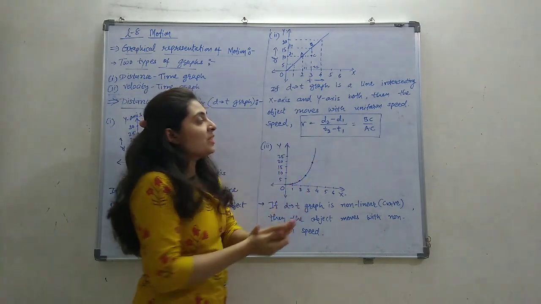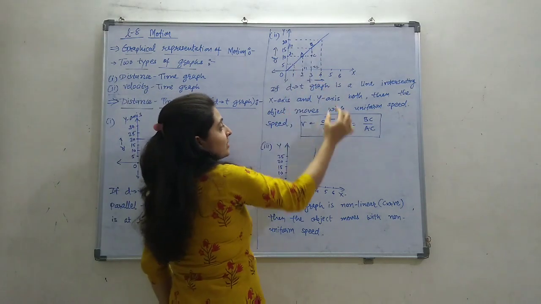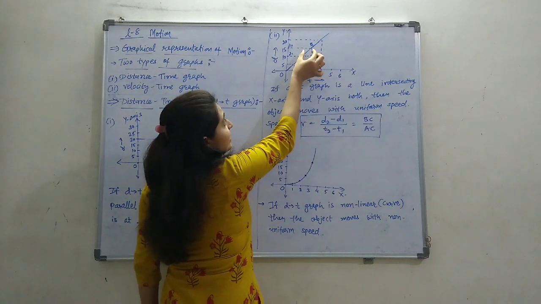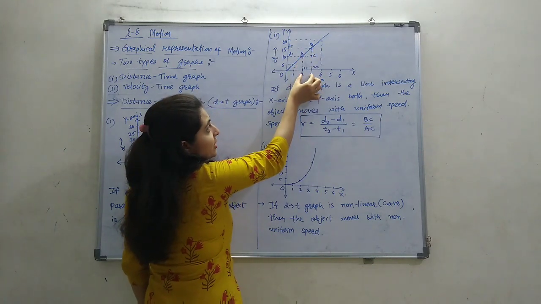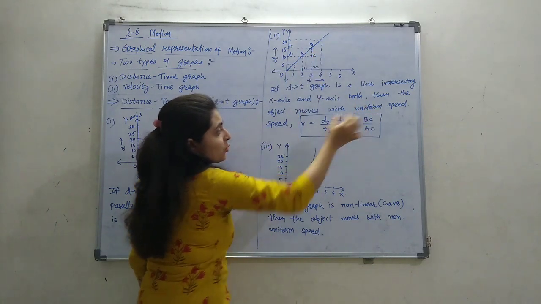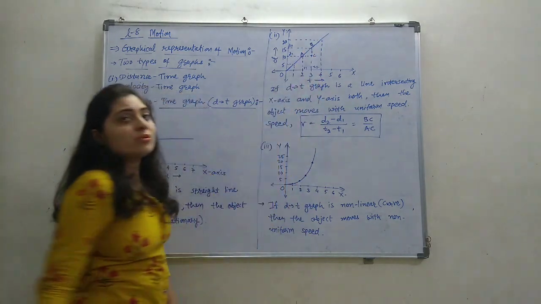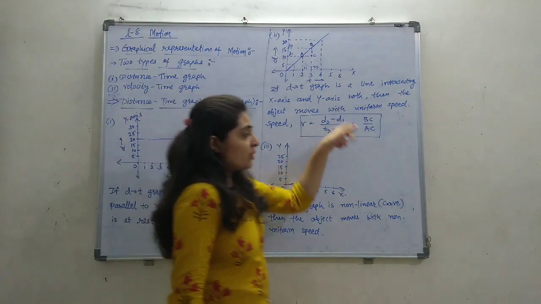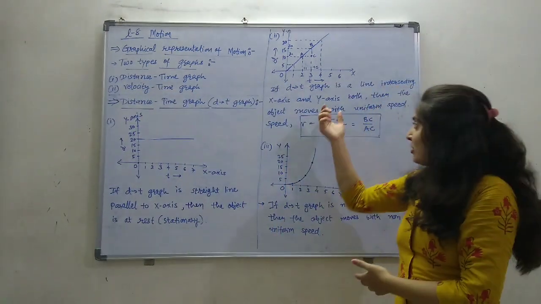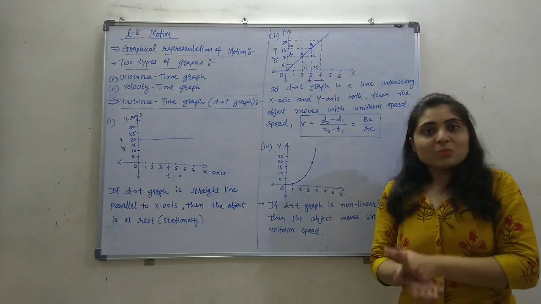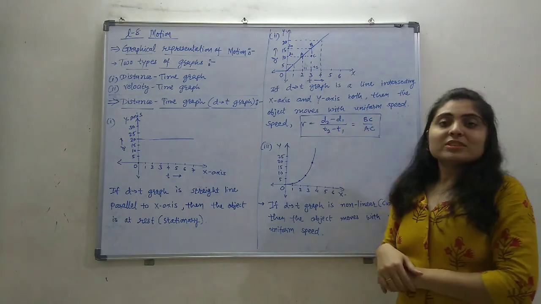So in this formula, d2 minus d1 is represented by BC, and t2 minus t1 is represented by AC. So BC upon AC will give the speed. The numerator has the dimension of distance and the denominator has time. Distance upon time is nothing but the speed, so this value will give the speed.